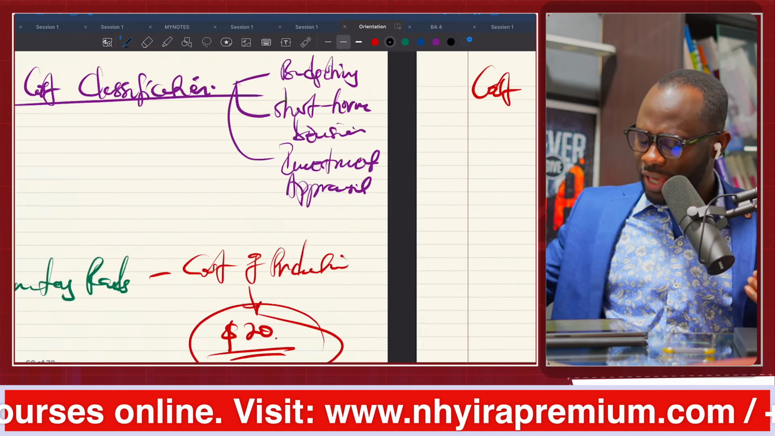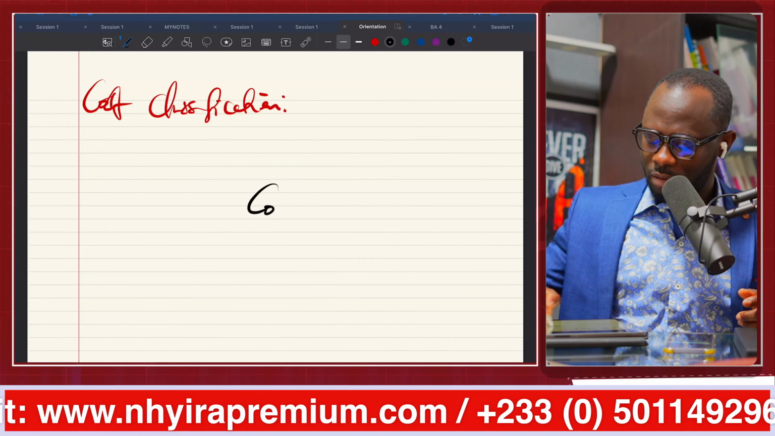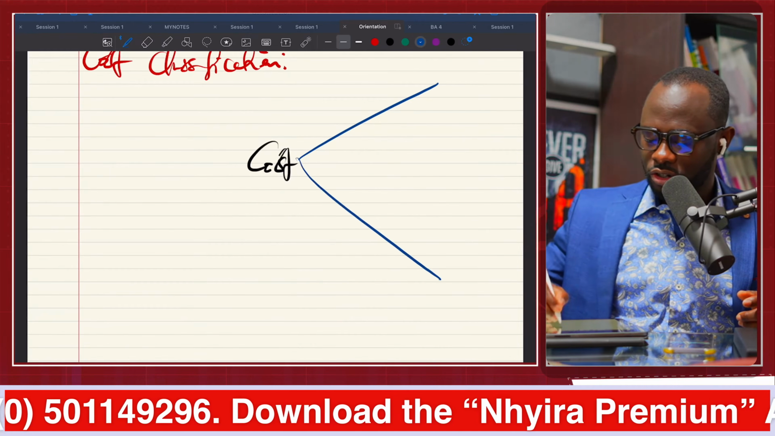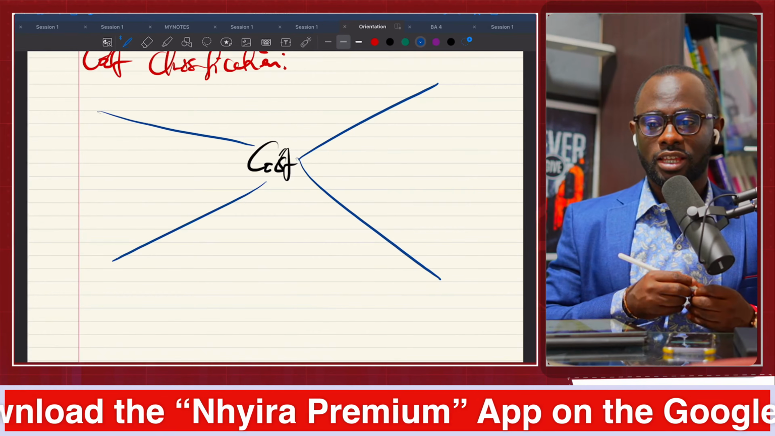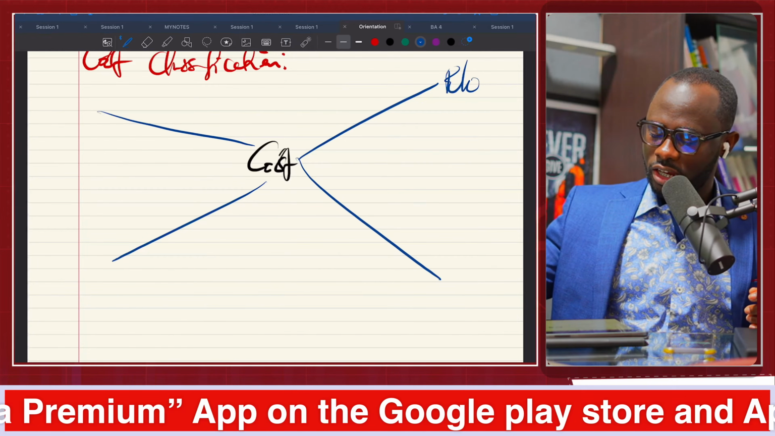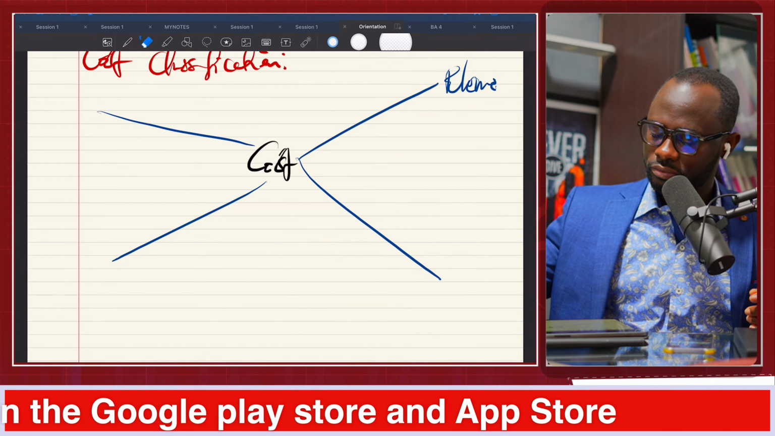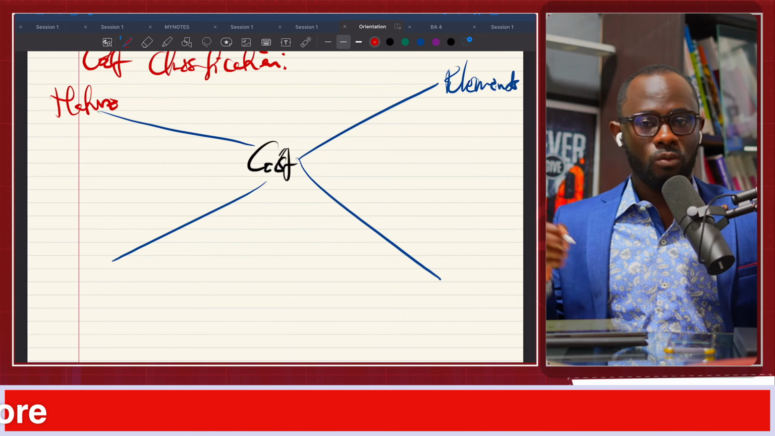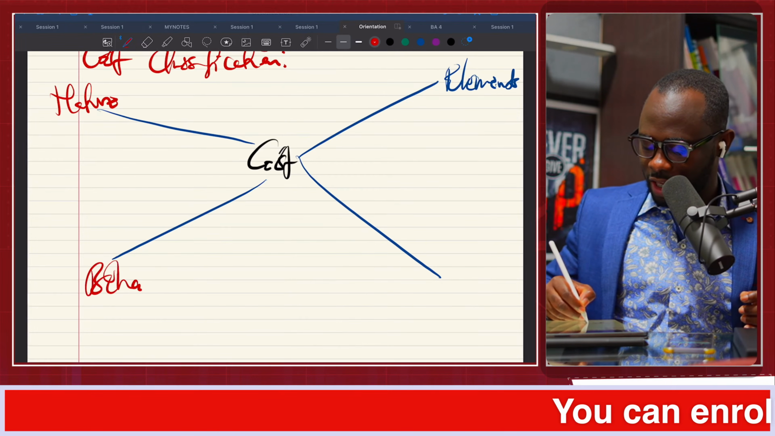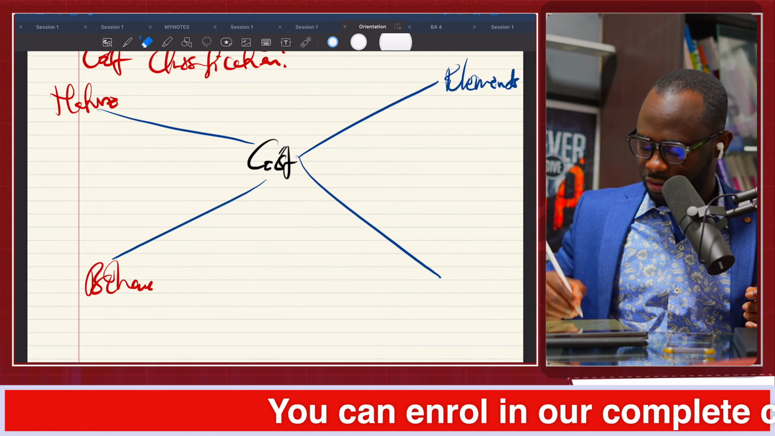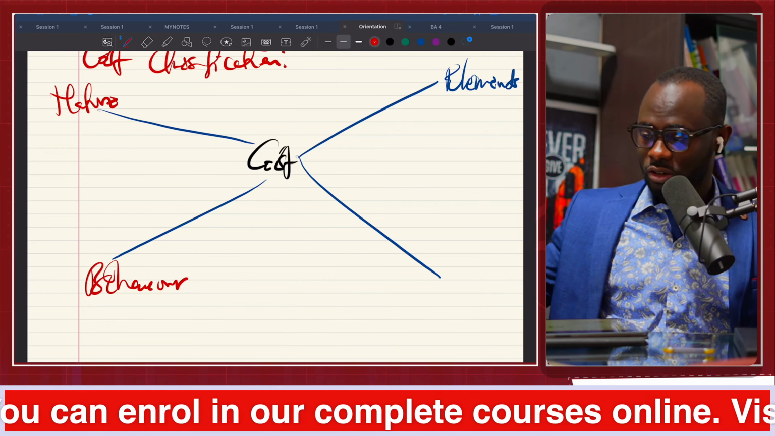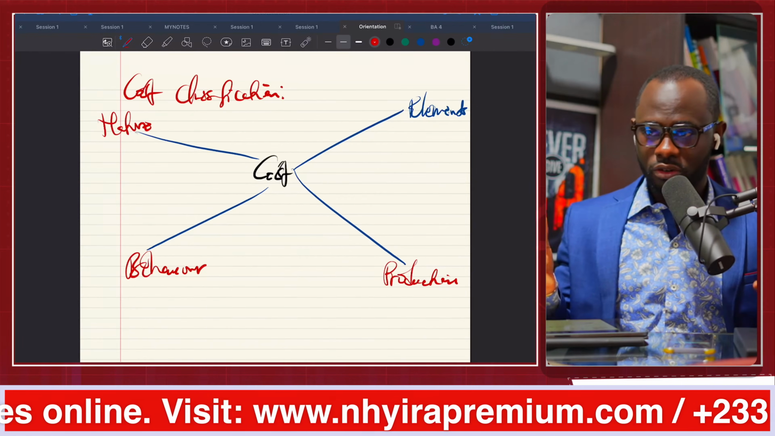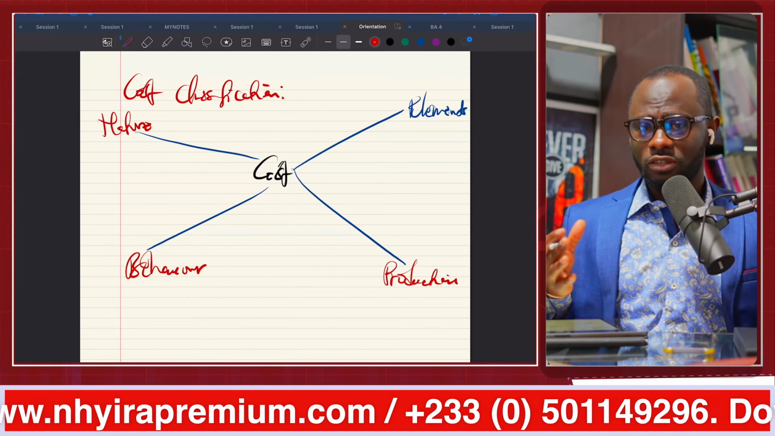And so my $20 for the sanitary pad can be classified into 4 major groups or categories, which is going to set the tone for our discussion. So we can classify the cost based on the elements of cost. We can classify cost according to the nature of the cost. We can classify cost according to its behavior, how it reacts with the output level. And then we can classify cost according to whether it relates to production or non-production.